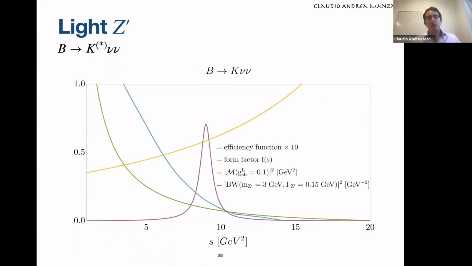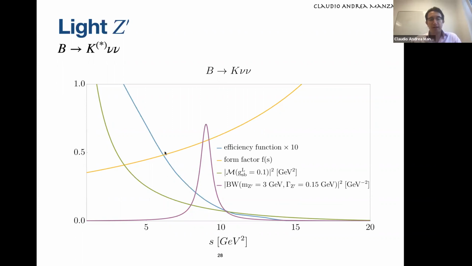So here you can see all the contributions to our calculation. You have the efficiency function in blue, in yellow the form factors that we needed to parameterize the decay of a B meson into kaon and Z prime, and then in green the matrix element squared and the Breit-Wigner squared in purple. And you see, importantly, that the efficiency function is larger for larger s. So you can immediately guess the effect of the dark matter mass here, because the dark matter mass gives you a kinematic limit up to which you are allowed to integrate your branching ratio.